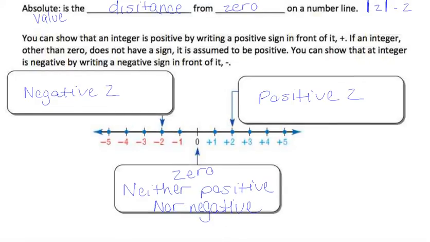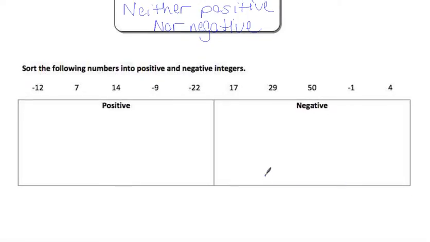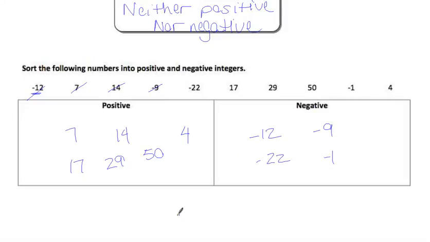All right, so let's look down below and sort out some positive and negative integers. If we look at 12 with that sign in front, that's a negative 12, so we're going to put that there. This is a 7, it's positive 7. This is 14, it's positive 14. This is negative 9. Okay, I want you to pause right here and try the last 6 on your own. This one is a negative 22, a positive 17, a positive 29, a positive 50, negative 1, and a positive 4.